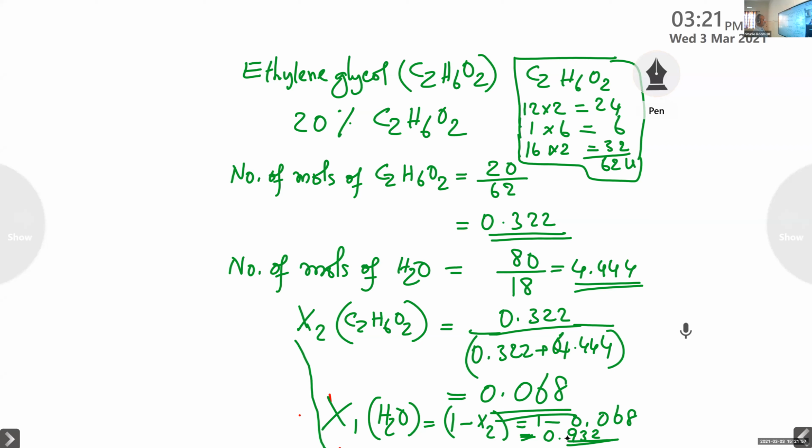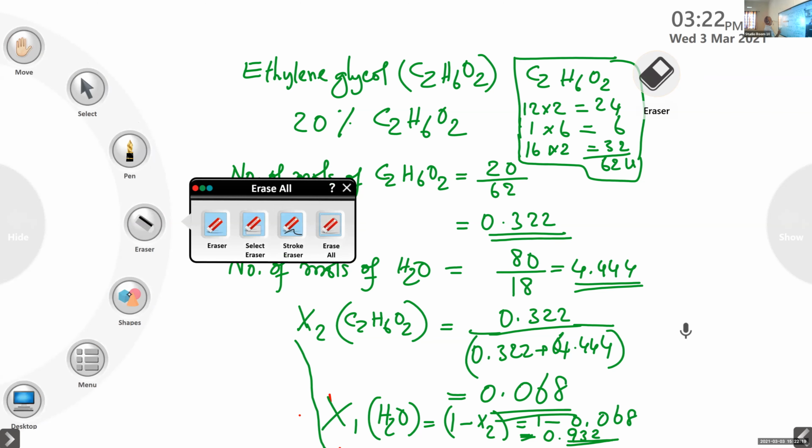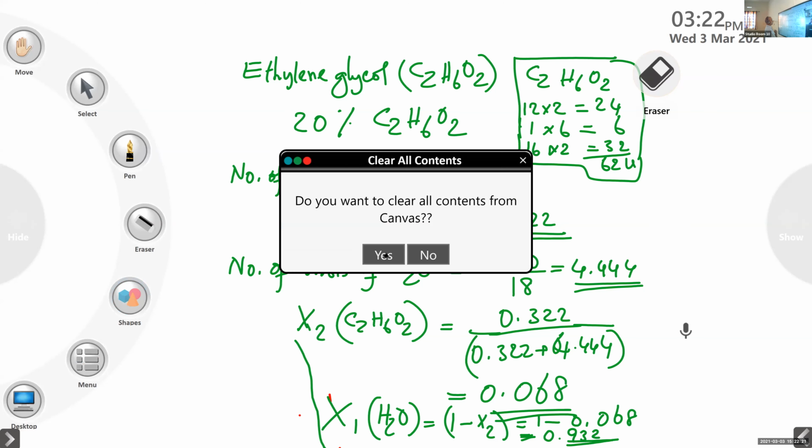That is 1 minus x2, that's equal to 1 minus 0.068, that is equal to 0.932, that is the mole fraction of water. So that is the method. So such simple problems will be asked for the examination also. Okay.